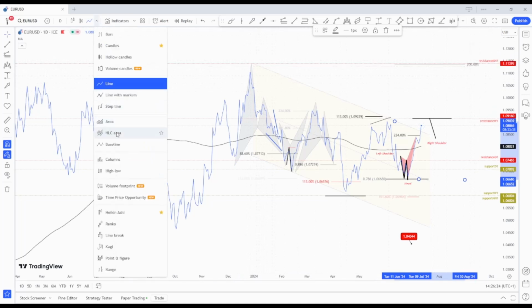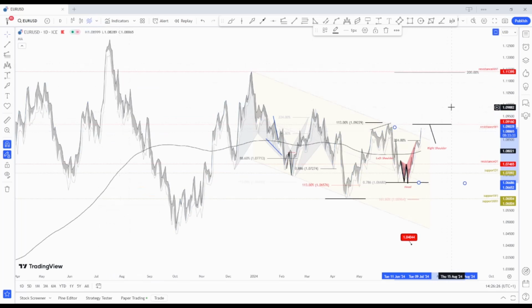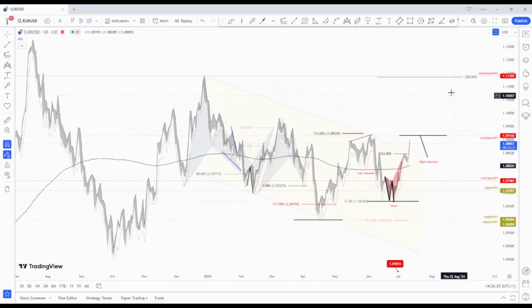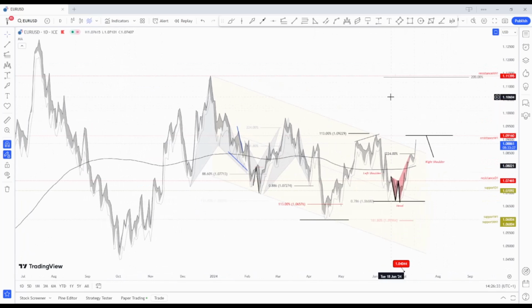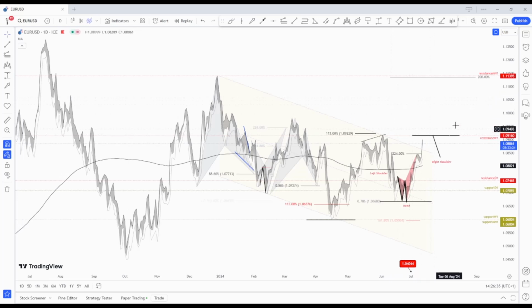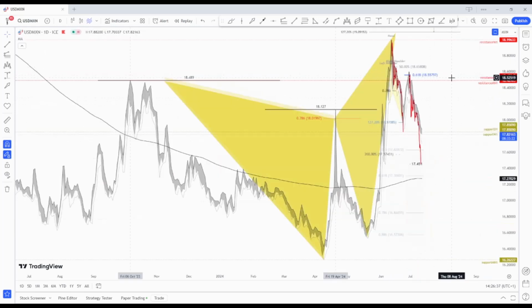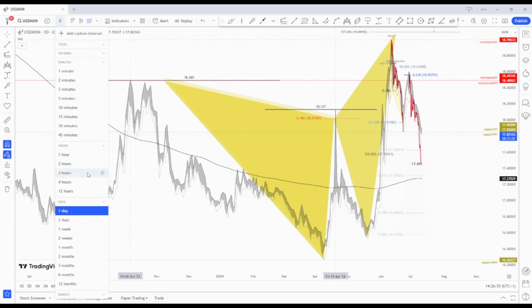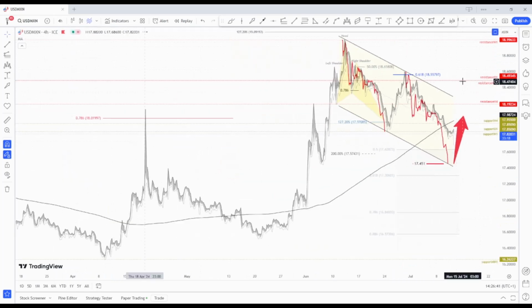So this was kind of a live projection for the eventual head and shoulders for the euro versus the dollar, the fiber. Let's see if that will unfold or not. We have also the dollar versus the Mexican peso. Let's go into a lower time frame.